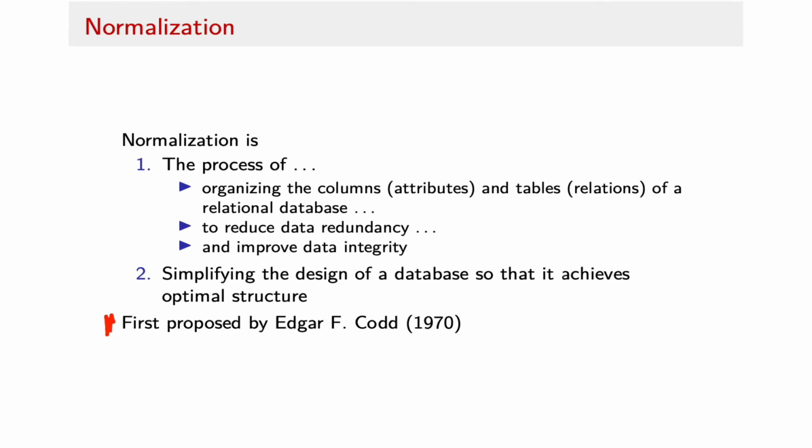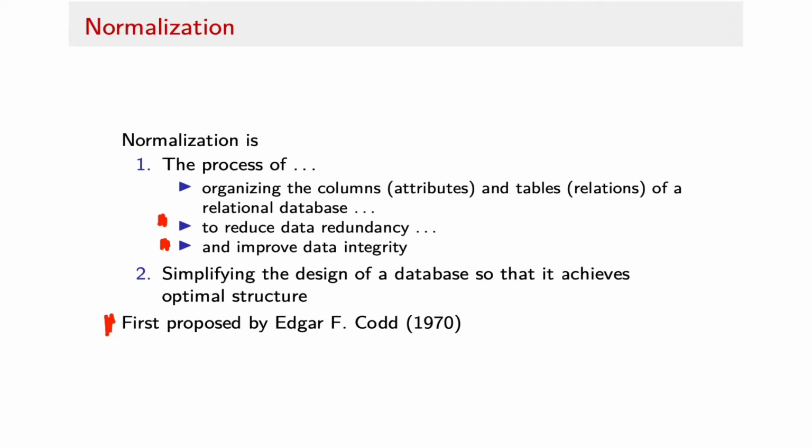It's a process of organizing the columns and tables of a relational database, so that's pretty straightforward, in order to reduce data redundancy and improve data integrity. So when we're talking about reducing data redundancy, we're looking toward a goal where we can store exactly one piece of data one time in the database. We don't want to store it multiple times, multiple places, and have redundant information.